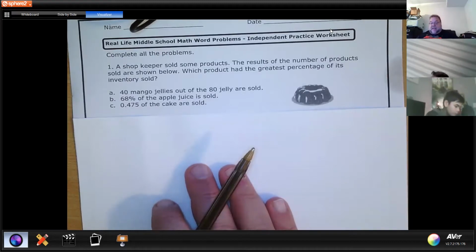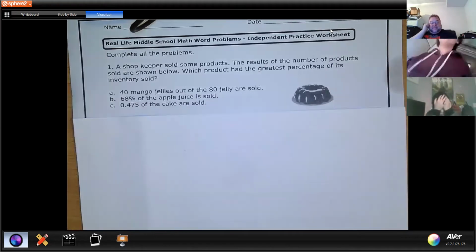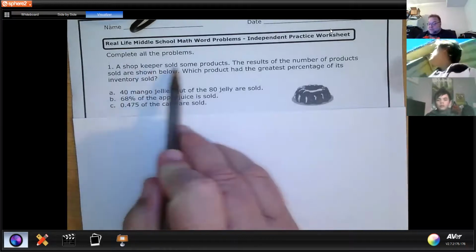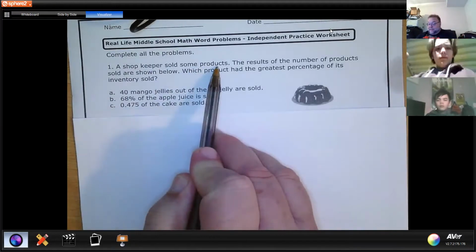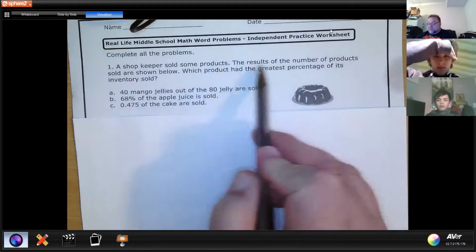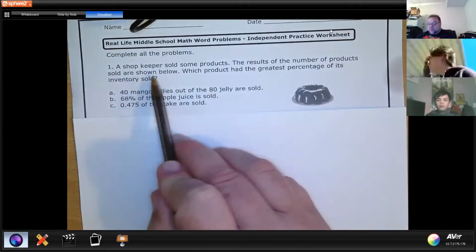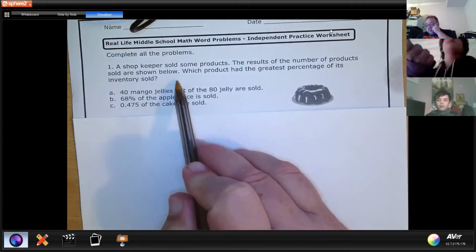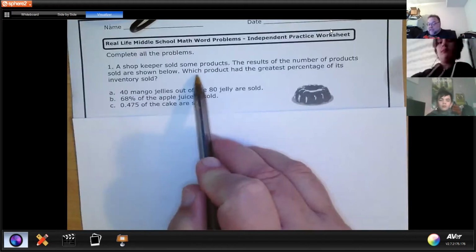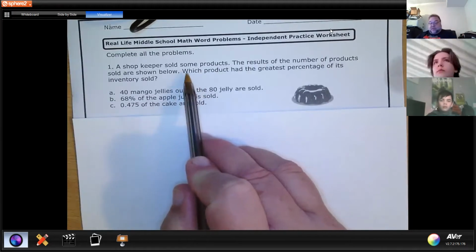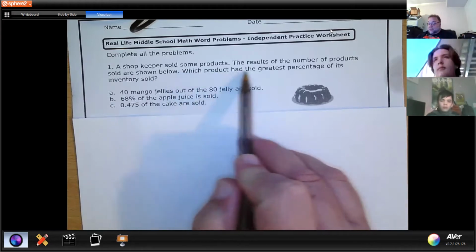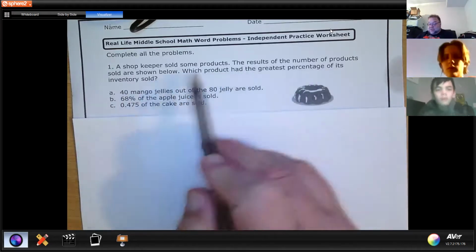As with all things in math, in terms of how you attack a problem, it varies from problem to problem, but that's okay. So a shopkeeper sold some products. That doesn't mean anything. The results of the numbers of products are sold are shown below. All right, well, that's useful. Now, finally, we have a question because it starts with a W, right? Which product had the greatest percentage of its inventory sold?